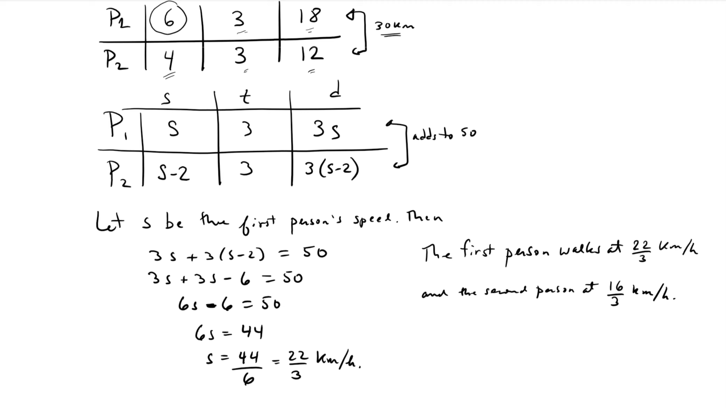So 22 over 3, by the way, is a bit higher than 6, right? 6 would be 18. So it makes sense, right? Because I was expecting something higher than 6 and 4. So we have something, in fact, higher than 6 and 4.